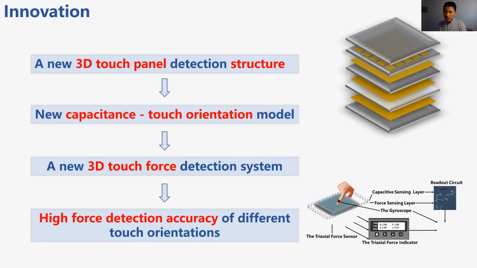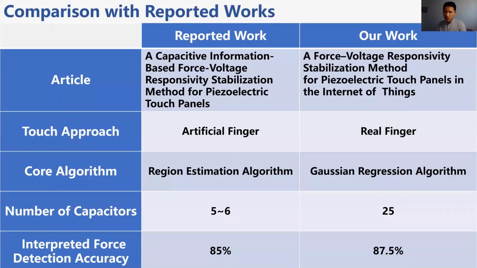In order to improve the stability of the force response, we propose the following four innovations: a new touchscreen structure, the angle capacitance model based on machine learning, and finally built a complete three-dimensional touch force detection system to achieve high-precision force detection. Compared with the previous work, we use the real fingers and use the machine learning algorithm and expanded the number of capacitors to 25, and the interpreted force detection accuracy was also improved by 2.5%.